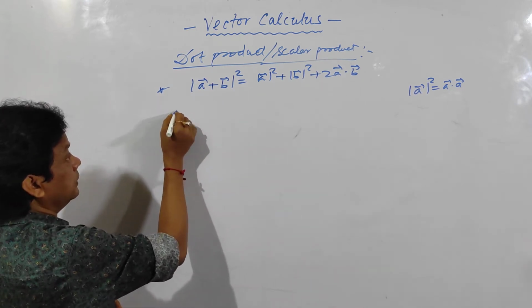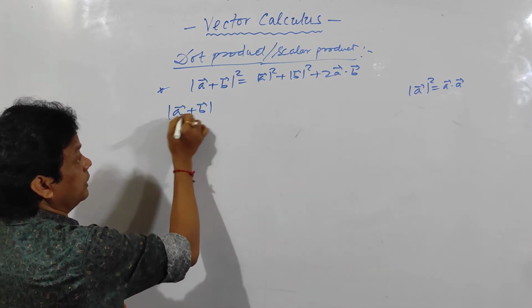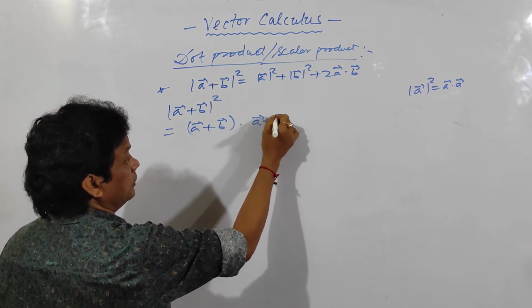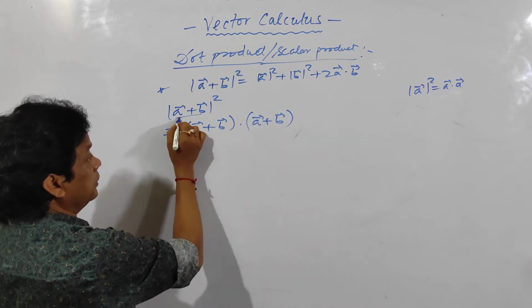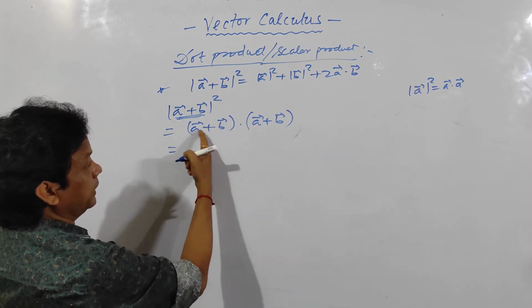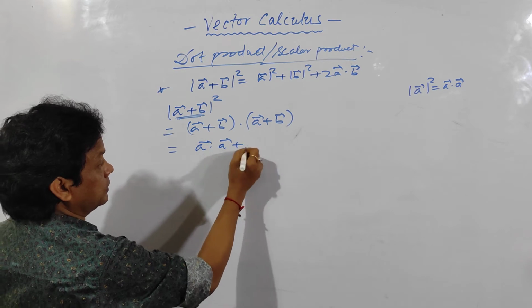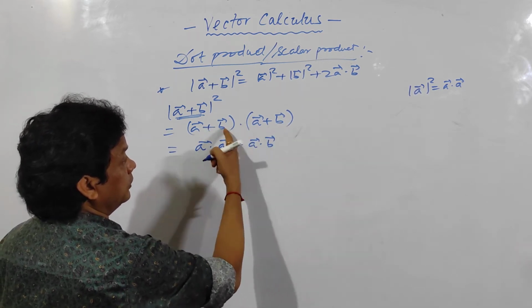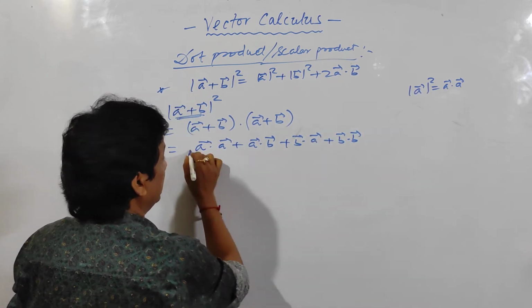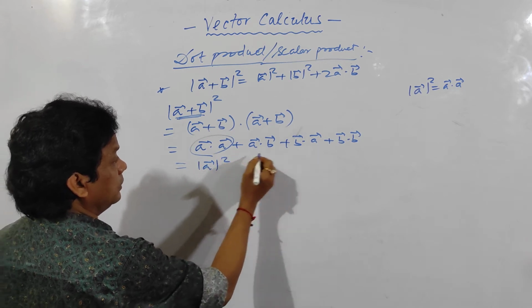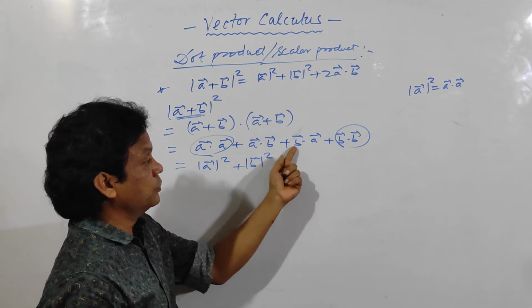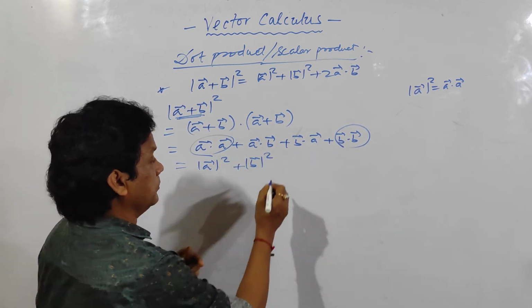So here |A + B|² is equal to (A + B)·(A + B). Clear? Because within the modulus it is A + B, so instead of A, I have written A + B. So (A + B)·(A + B). Apply the distributive property: A·A + A·B + B·A + B·B. And A·A is |A|², and B·B is |B|². The dot product is commutative, so B·A can be written as A·B. So A·B + A·B, this is twice of A·B.